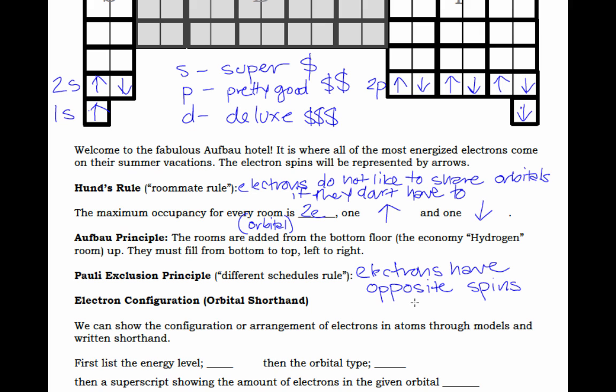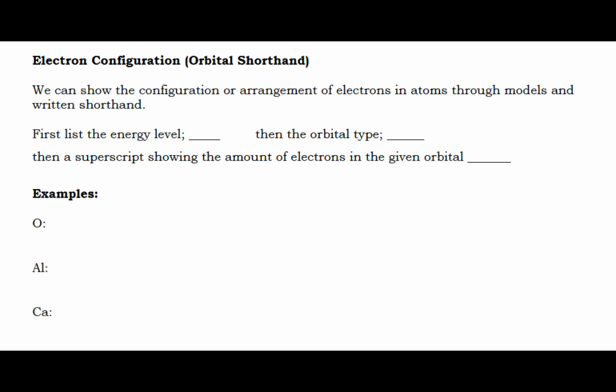And in real life, there really are two electrons, and the two parts of the wave, or two electrons in there, are spinning in different directions. We can show the configuration or arrangement of electrons, or these orbitals in atoms, through models and through a written shorthand. It's kind of like a barcode for chemistry.